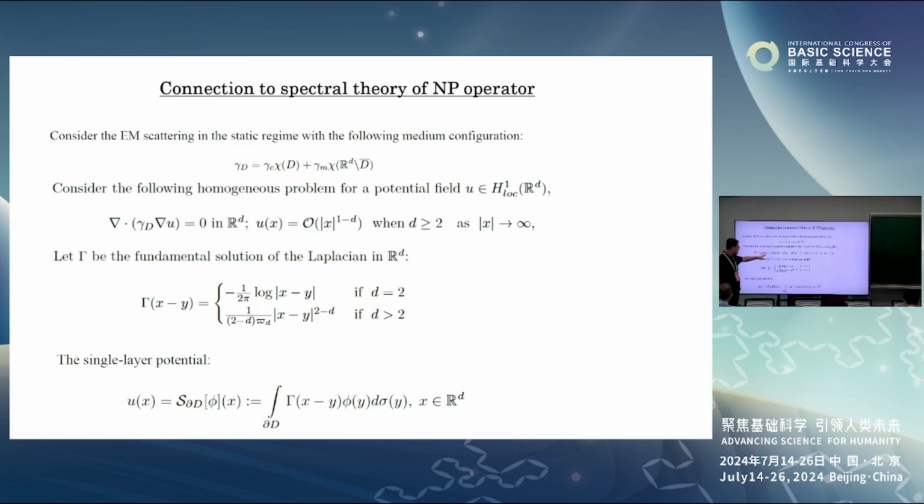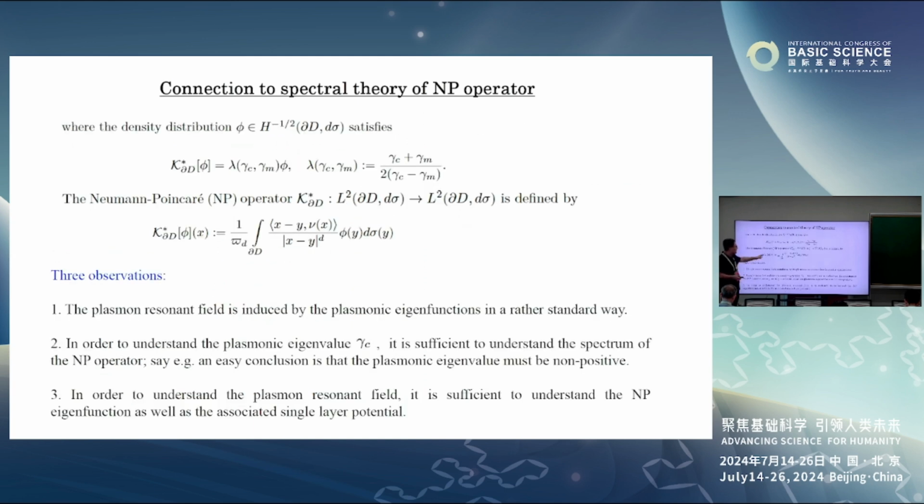We represent this solution in this single layer. Okay, and then we want to find the non-trivial solution. It actually reduces to studying the so-called spectral theory of this spectral problem. This K star is the so-called double layer potential operator, the Neumann-Poincare operator. It's given here, and now this lambda is related to these parameters gamma c and gamma n. It must be negative. If it's positive, there's no way.